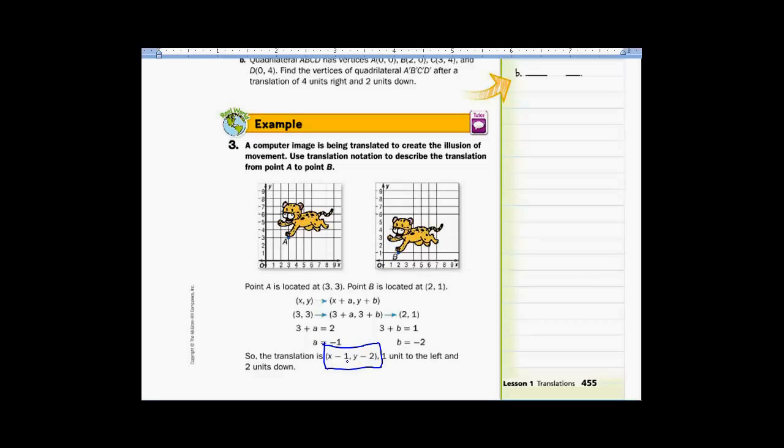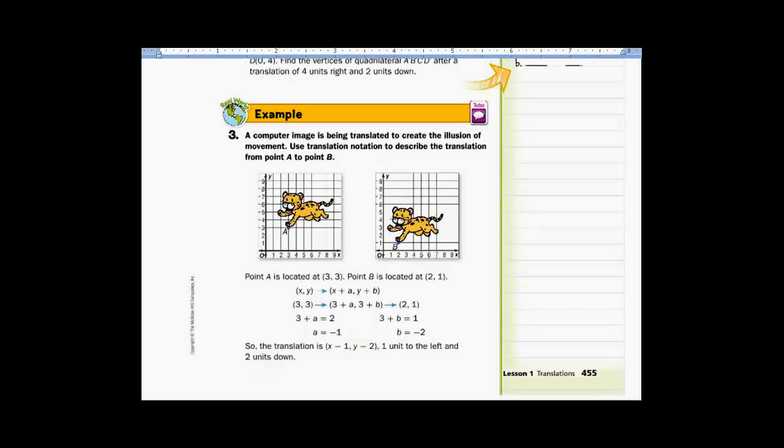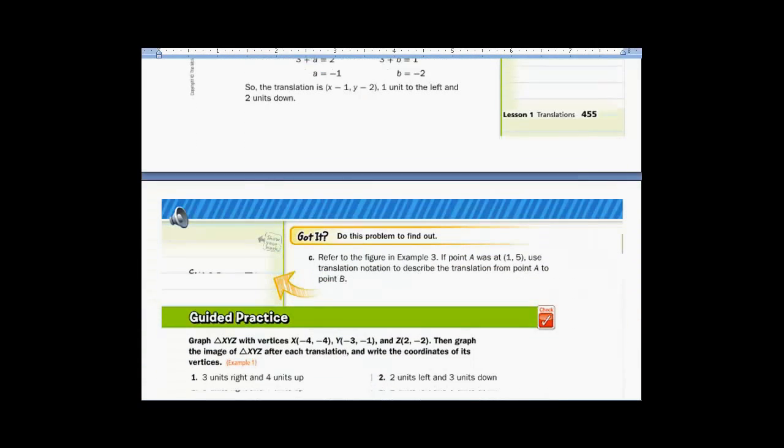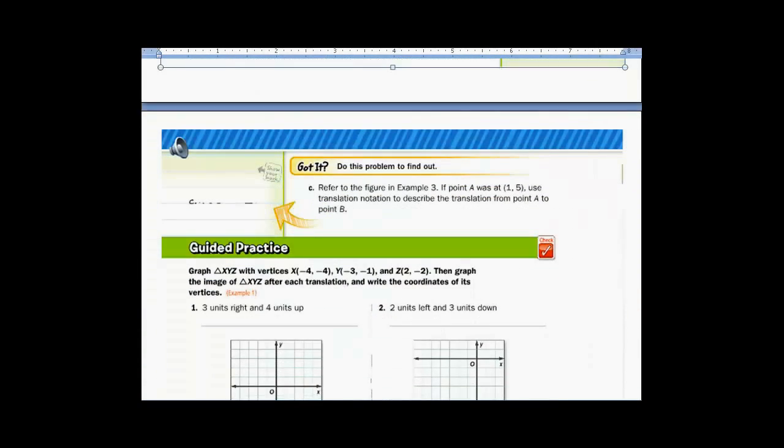So this is it. It's not asking you to graph it. It's not asking you what certain vertices are. If it says use translation notation to describe it, it's wanting this right here. I just want the translation notation. All right. So I want you to try your hand at translation notation on the next page. All right. Try C. Pause it and try that, please.